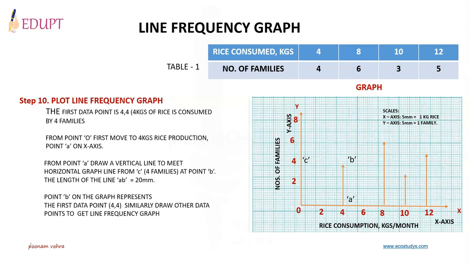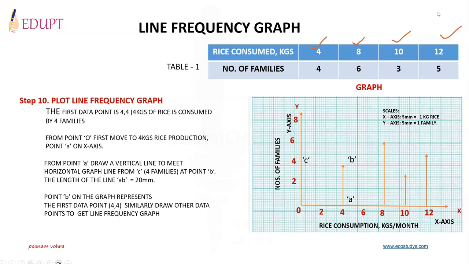Now, last is to plot the frequency graph. The first data point is 4, 4. Second is 8 and 6. Third is 10 and 3. And the last one is 12 and 5. So one needs to coordinate these values.